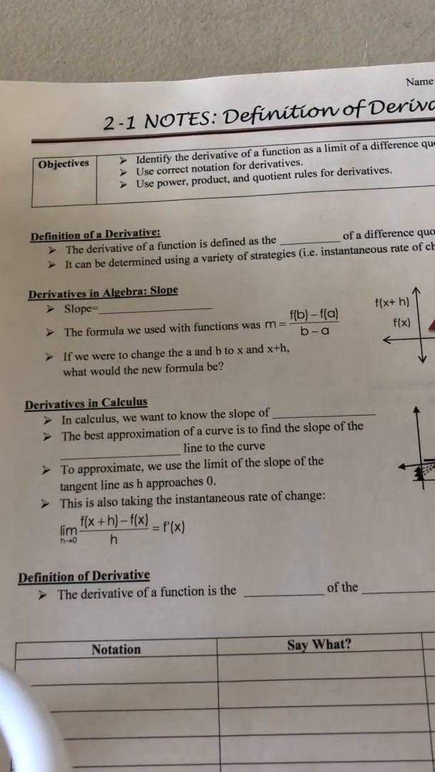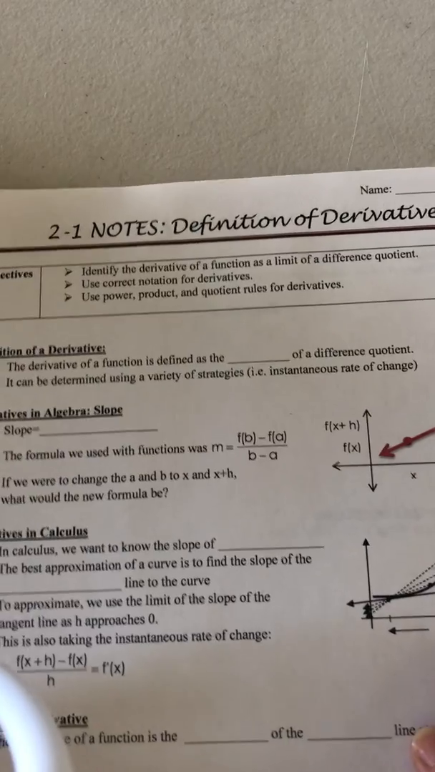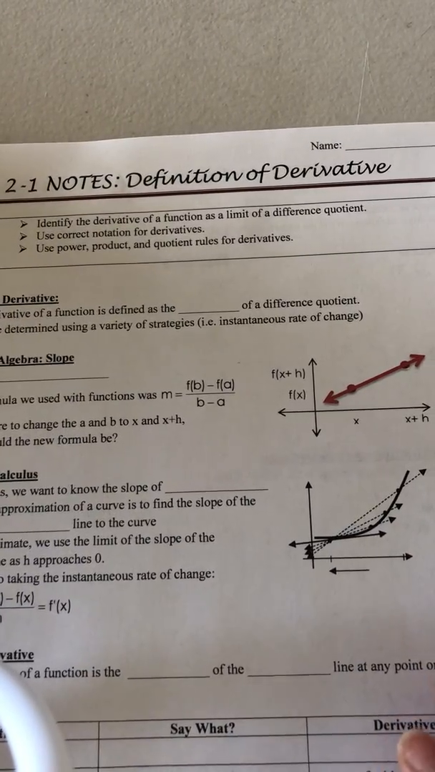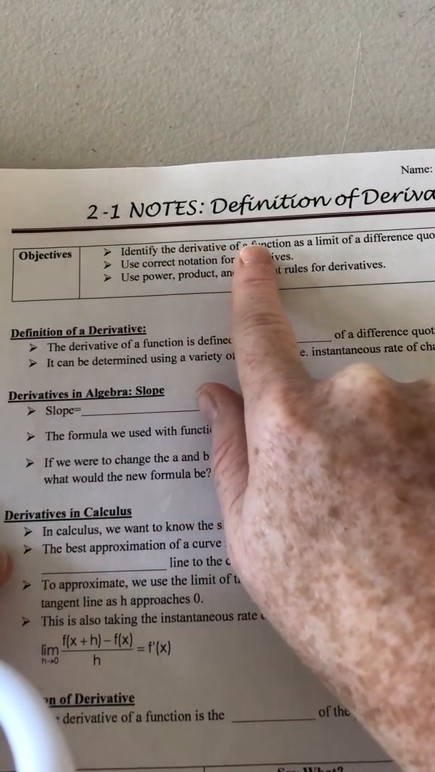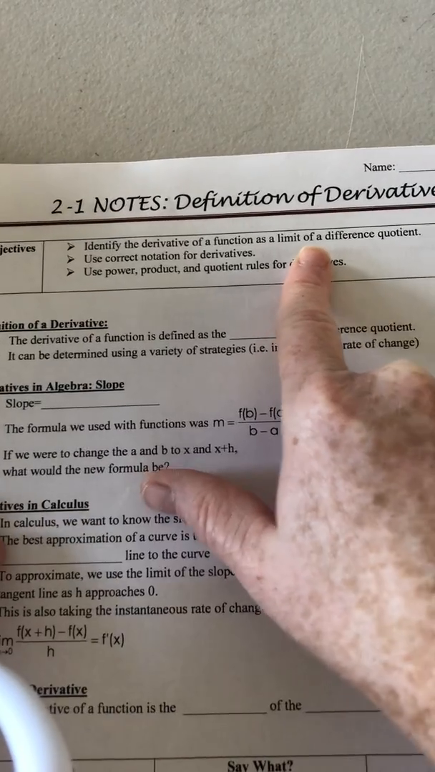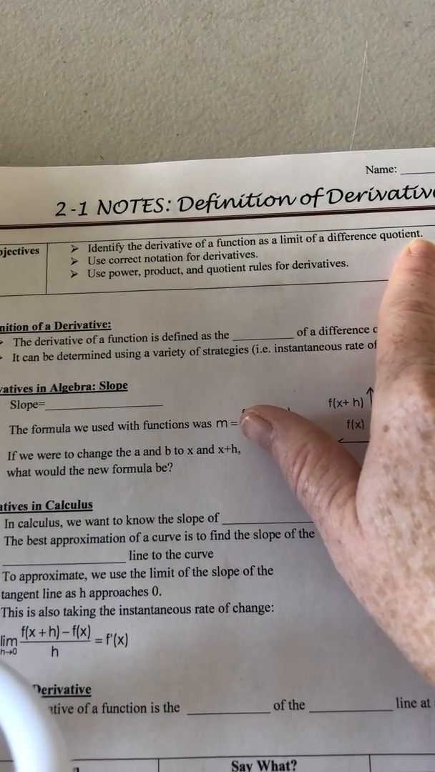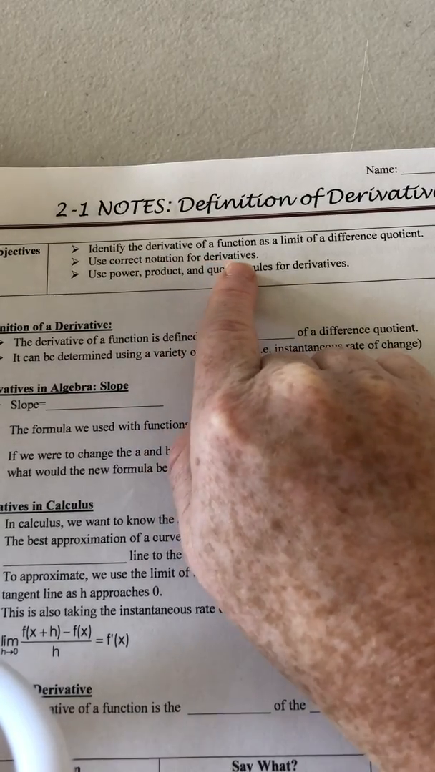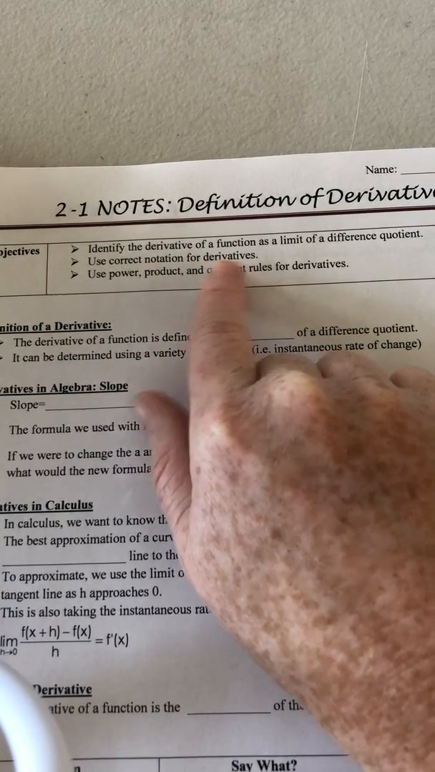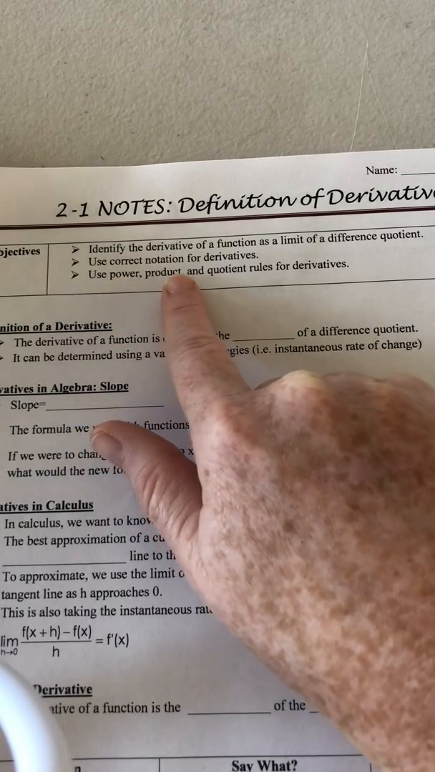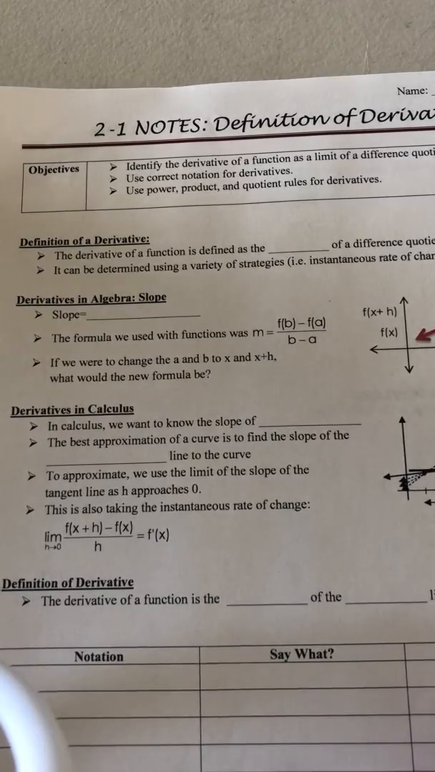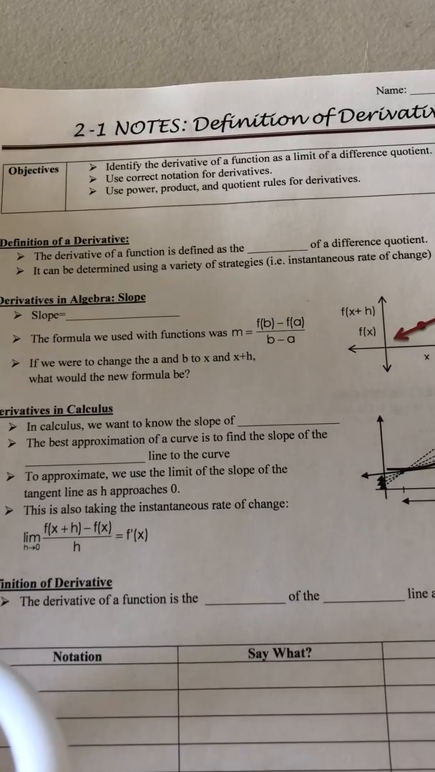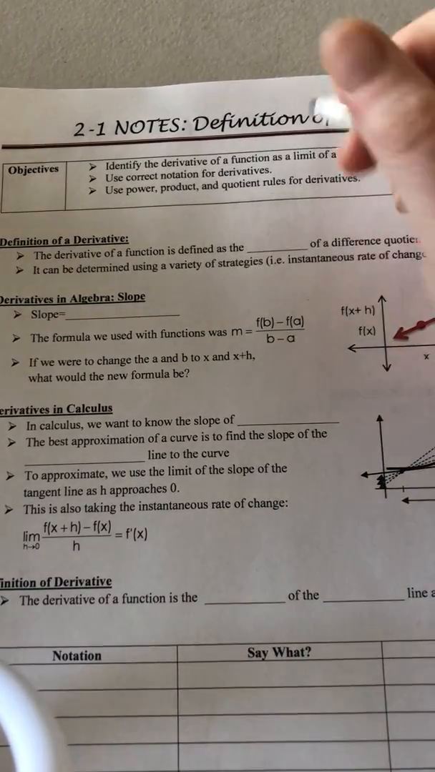Okay, we're on Unit 2 now, and our first set of notes is the definition of derivative. Your objectives are to be able to identify the derivative of a function as a limit of a difference quotient, which you've actually done already, use correct notation for derivatives, and then even for the next set of notes, use power, product and quotient rules for derivatives, okay? So the definition first, the derivative of a function is defined as the limit of a difference quotient.